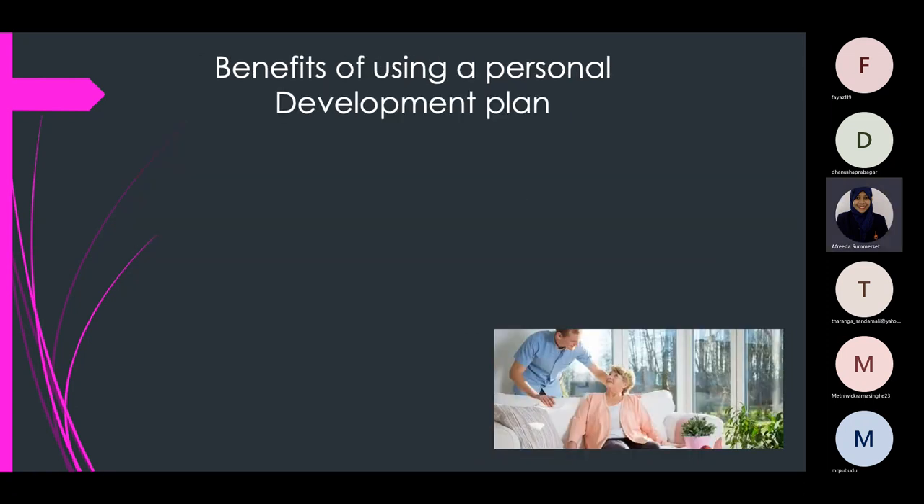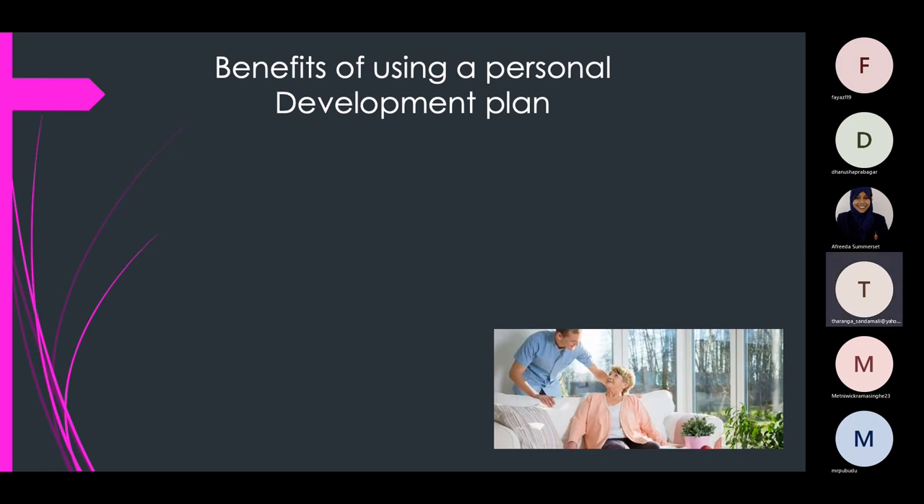Taranga, can you tell me how can you benefit from using a personal development plan? Can you give me an example? How can you use a personal development plan? What is the benefit of using a personal development plan? Can you just give me an example?